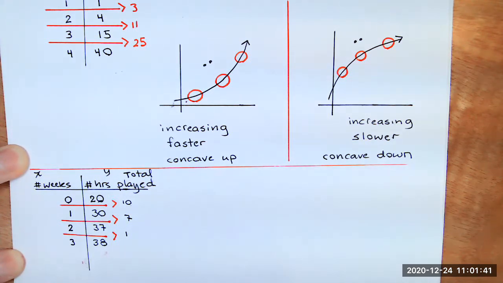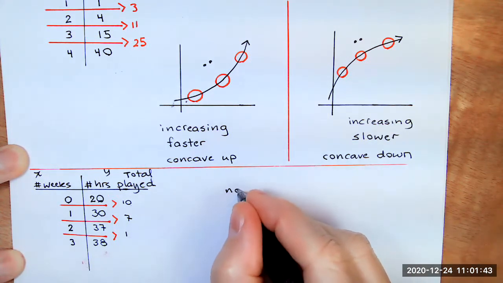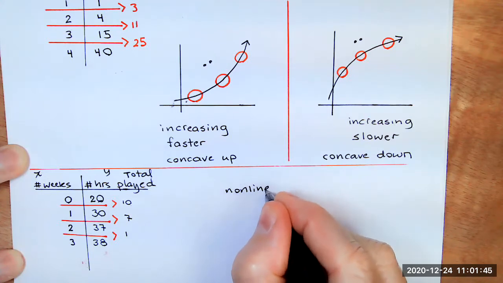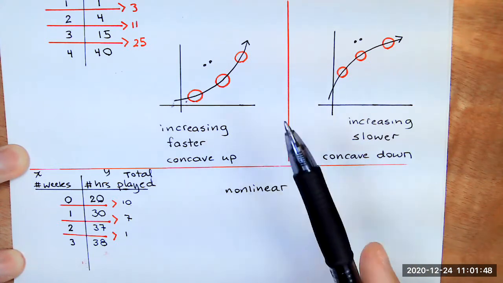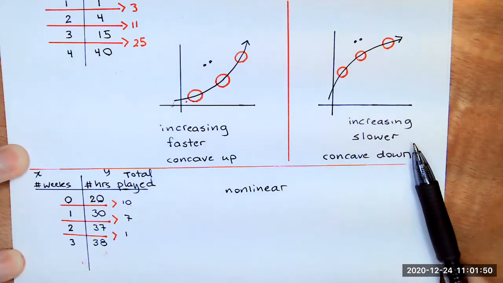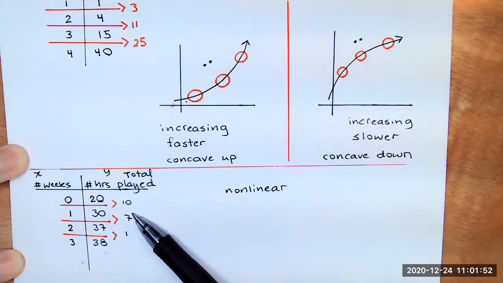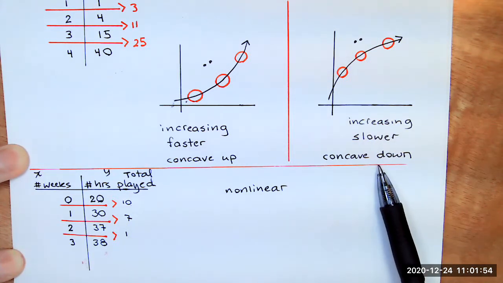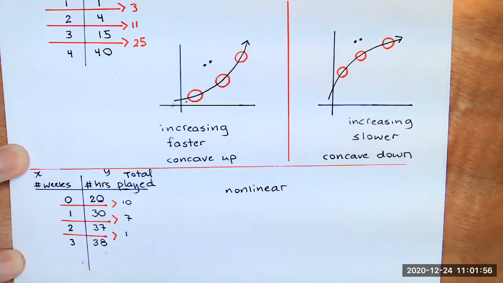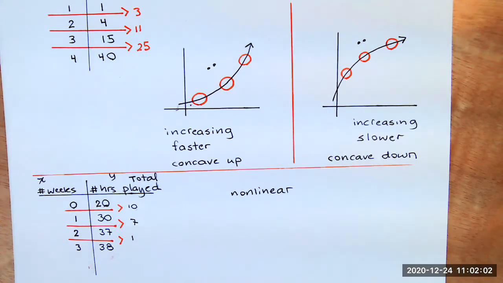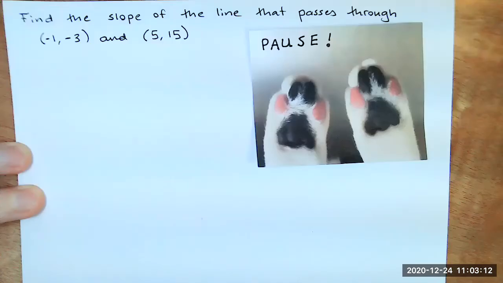And then just for fun, is that increasing faster or increasing slower? So you can see this is increasing slower. So the graph of this function would be concave down. All right, let's do another example.